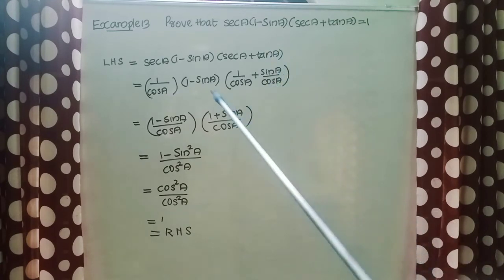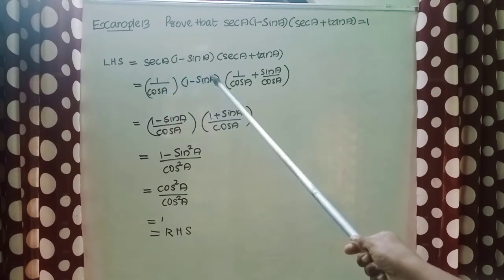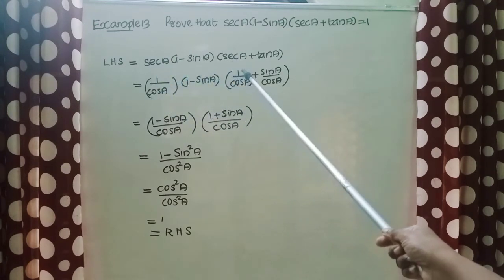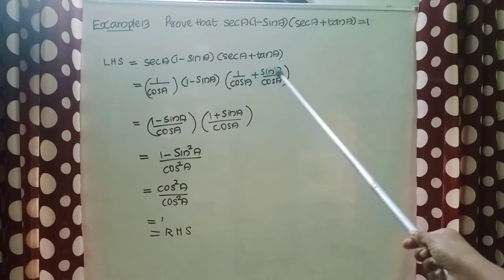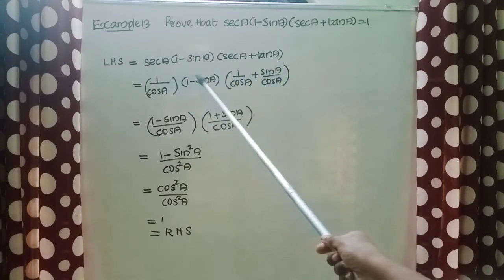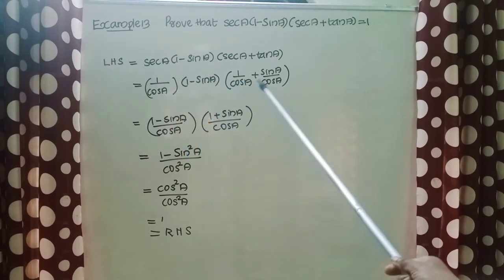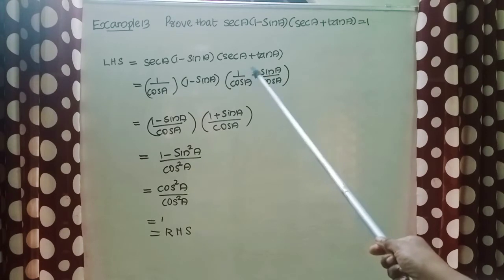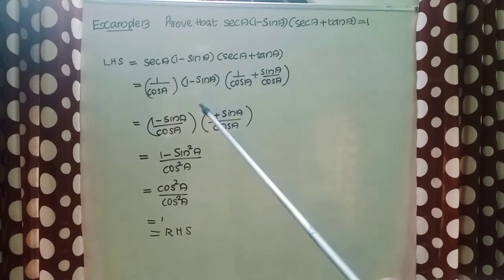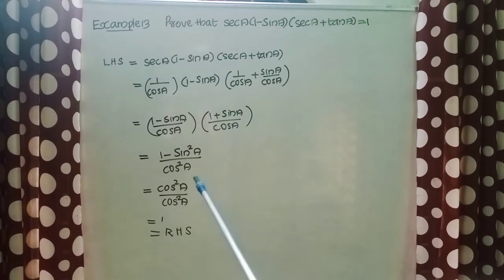So we get that is equal to 1 by cos A into (1 minus sin A) into (1 by cos A plus sin A by cos A). Here we can multiply, we get that is equal to (1 minus sin A) by cos A. Here the denominator is same, so we can write the numerator together, we get that is equal to (1 plus sin A) by cos A. Now you see the numerators, it is (1 minus sin A) into (1 plus sin A).